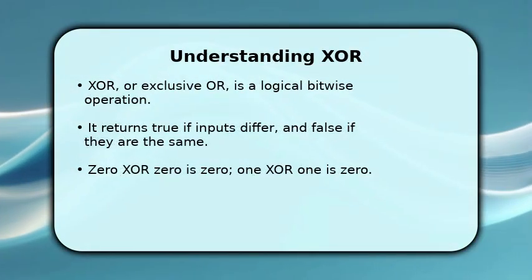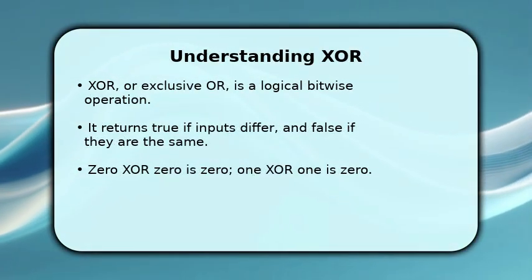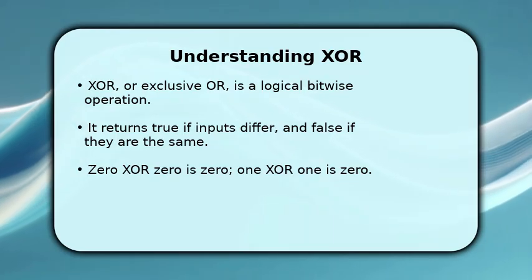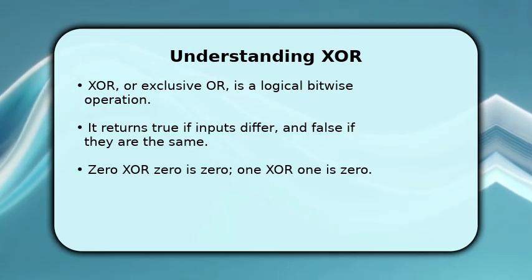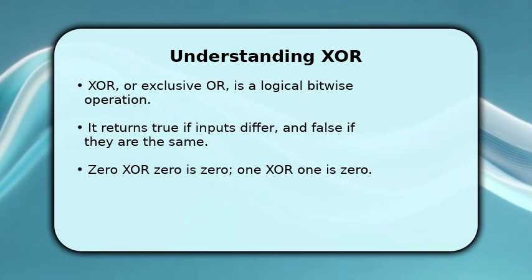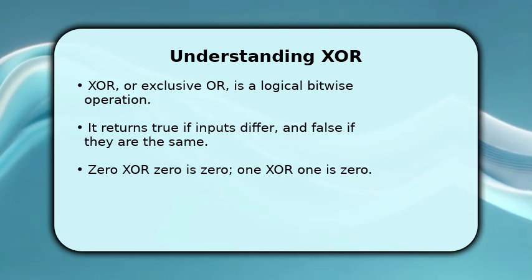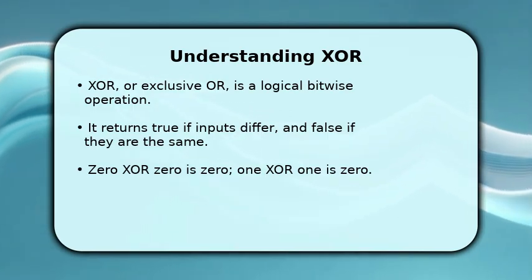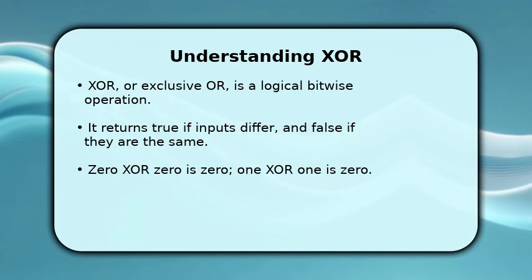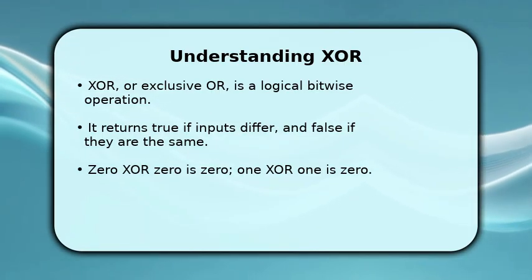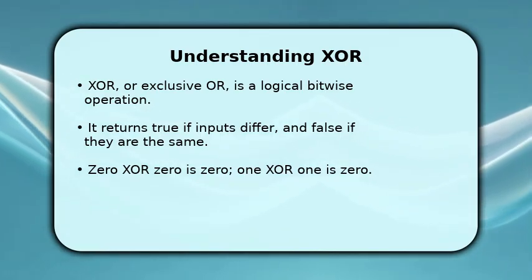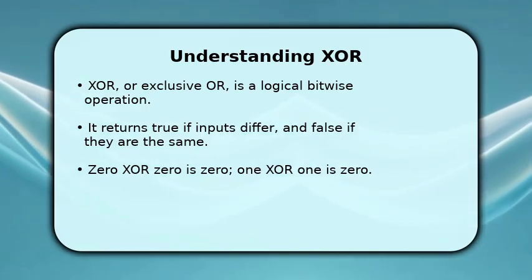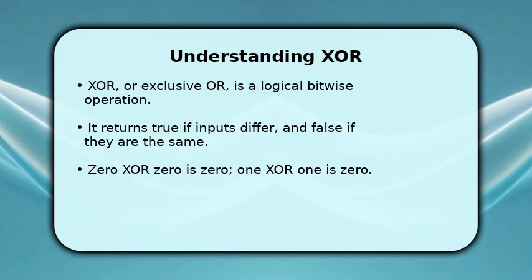Before we tackle XOR division, let's quickly review the XOR operation itself. It's a fundamental building block here. Remember, XOR yields a 1 if the two input bits are different, and a 0 if they are the same. So, 0 XOR 0 gives 0, and 1 XOR 1 also gives 0. Conversely, 0 XOR 1 results in 1, and 1 XOR 0 also results in 1. This simple rule is applied bit by bit throughout the division process.